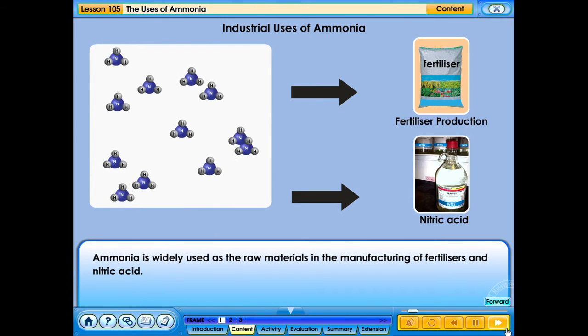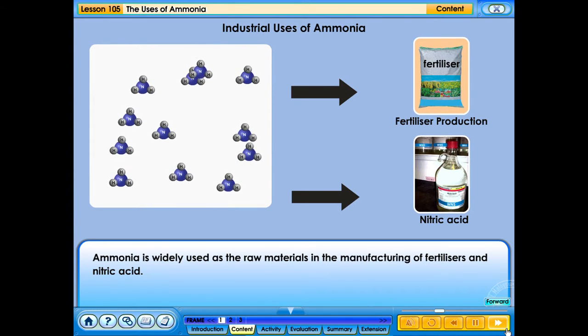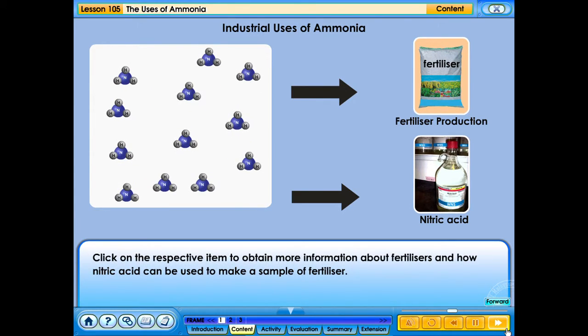Ammonia is widely used as the raw material in the manufacturing of fertilizers and nitric acid. Click on the respective item to obtain more information about fertilizers and how nitric acid can be used to make a sample of fertilizer.